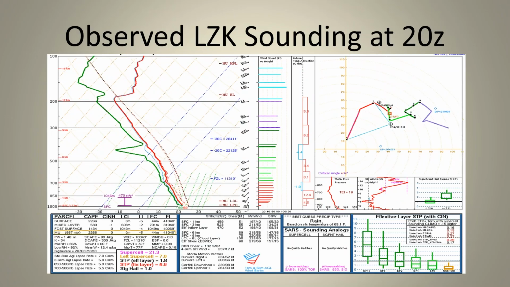Observed sounding at Little Rock at 20Z indicates a MU parcel CAPE value of 2266 joules per kilogram with no CIN. Kind of a tall, skinny CAPE profile. Winds out of the south veering around out of the southwest in mid layers, and you can see a very impressive hodograph displayed with values of effective bulk shear of 68 knots.